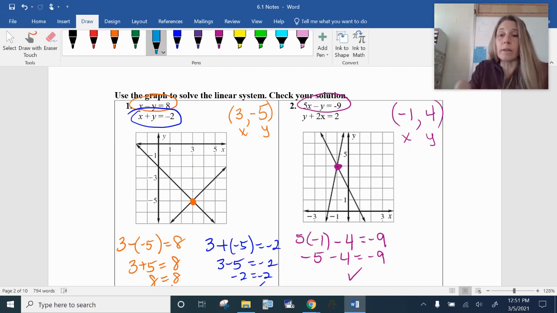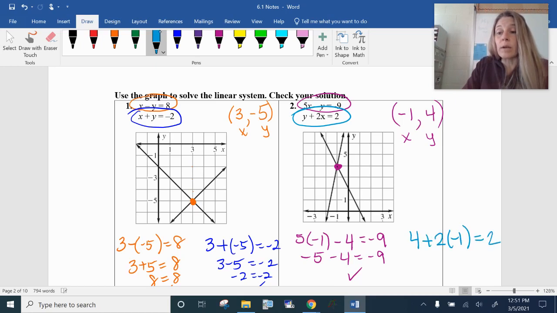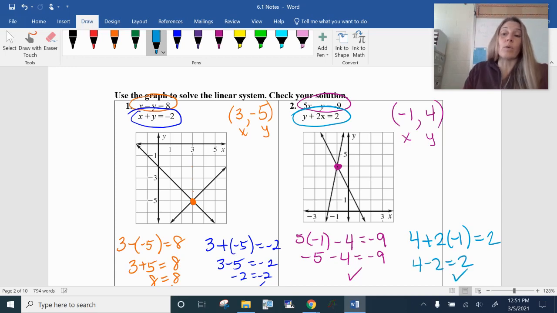Then I'm going to go check the second one. Now this time be careful, the y was first, so it's 4 plus 2 times x, which is negative 1, equals 2. So 4 minus 2 equals 2, which of course that works.